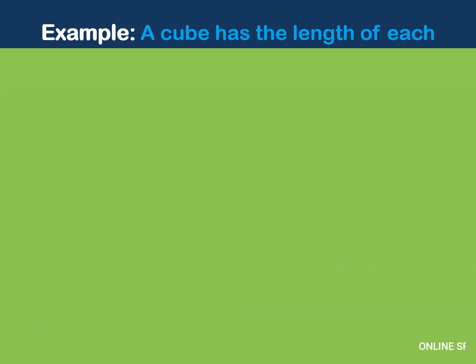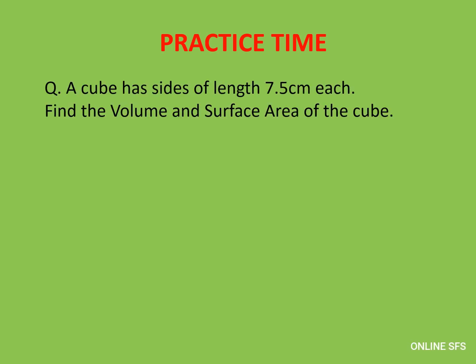It's practice time now. We have given a few questions here for you to solve as a part of your math practice. The first question is, a cube has sides of length 7.5 centimeters each. Find the volume and surface area of the cube. You simply have to write down the formulae, substitute the values, and find out the volume and surface area of the cube.